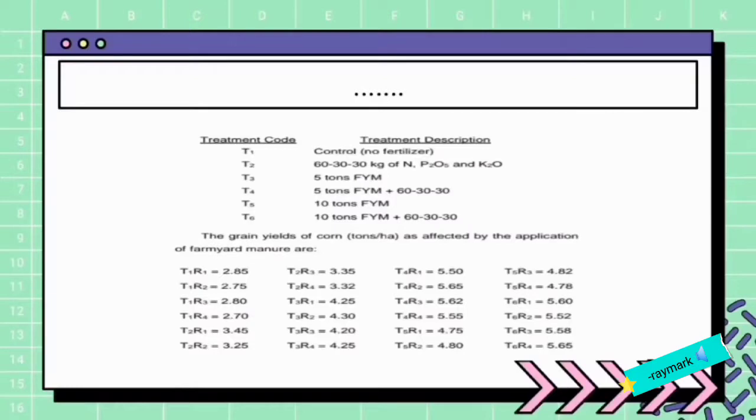In treatment 1, we have the control or no fertilizer, up to treatment 6 with the treatment description 10 tons FYM plus 60-30-30. So the grain yields of corn in tons per hectare as affected by the application of farmyard manure are the following. From treatment 1, replication 1 or block 1, we have the value of 2.85, up to treatment 6, replication 4 or block 4, where we have the value of 5.65.